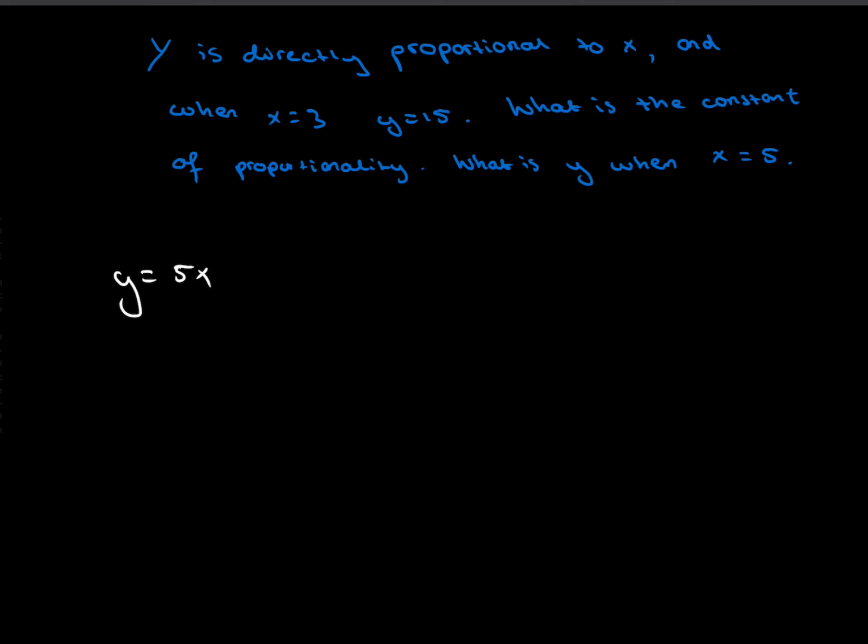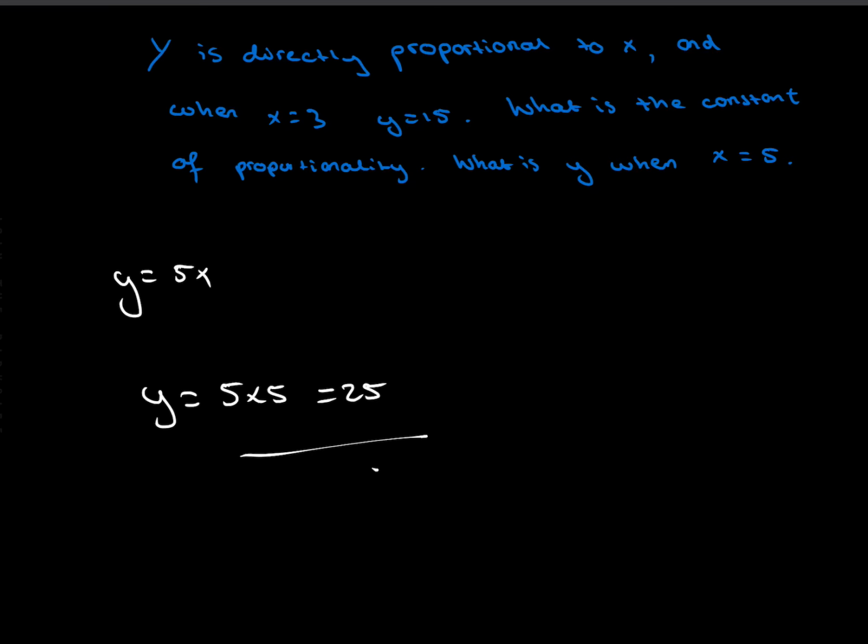What is y when x is equal to 5? You just plug x into the equation and you find y. y is equal to 5 times 5, which is equal to 25. So that is simple. This is proportionality. This is direct proportionality.